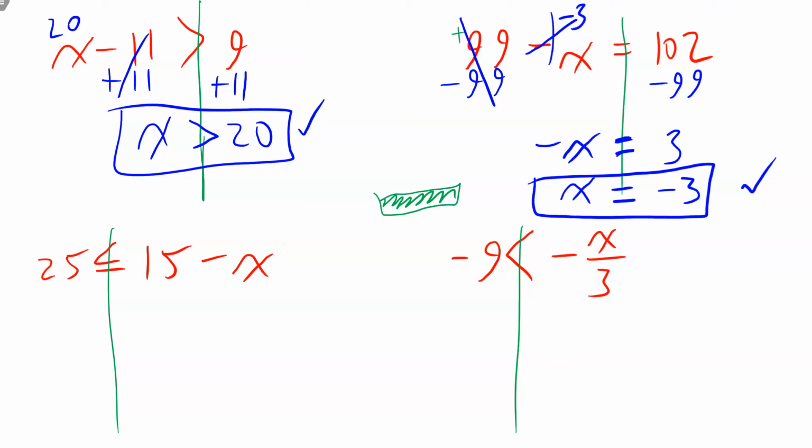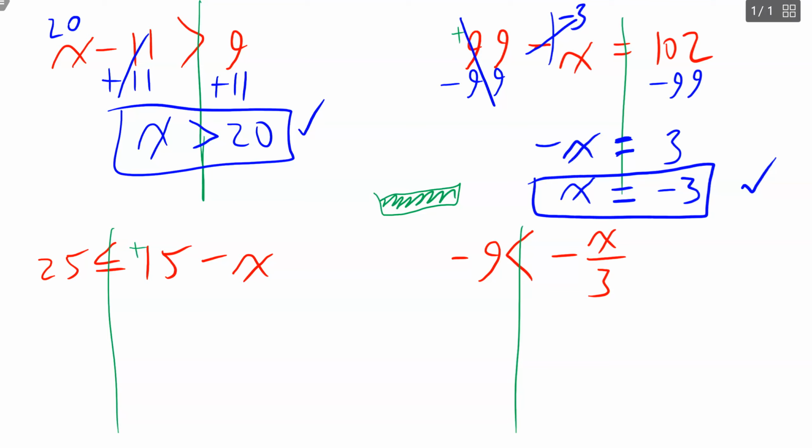And here's why. When I have inequality symbols, 25 is less than or equal to 15 minus x. My goal is to solve. I solve by isolating the variable. Variable is x, and with my variable is a 15. Now, it is important to note that this is a positive 15.